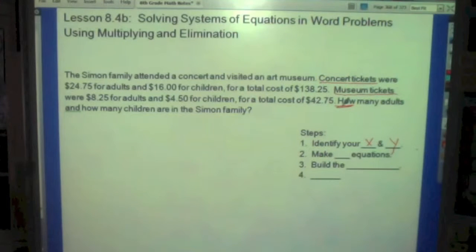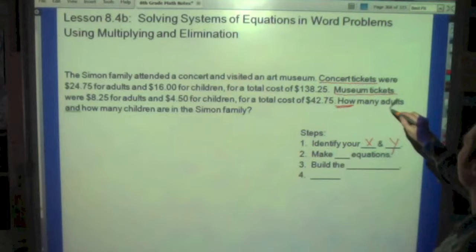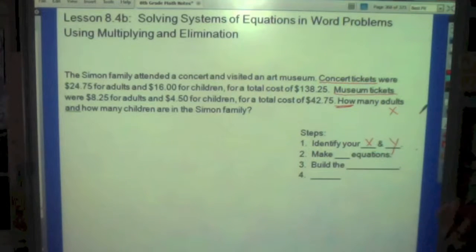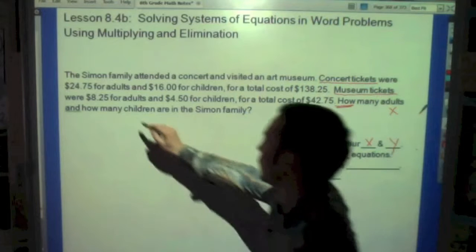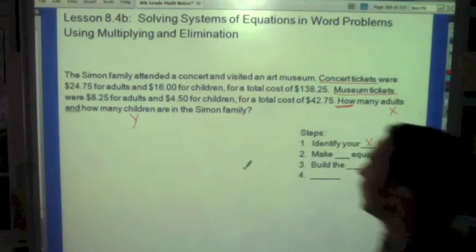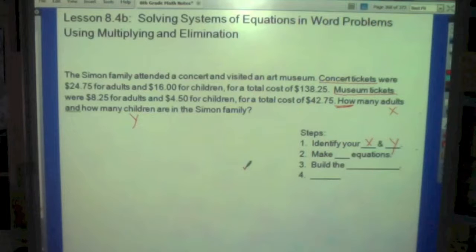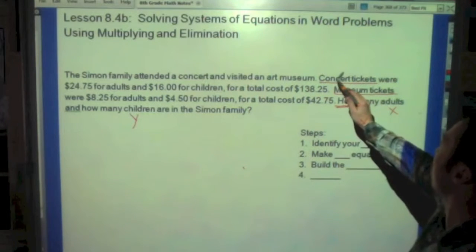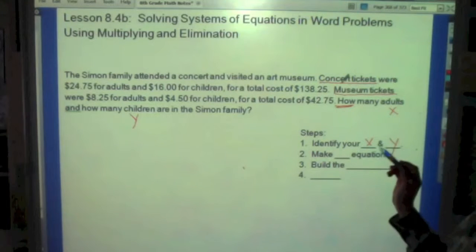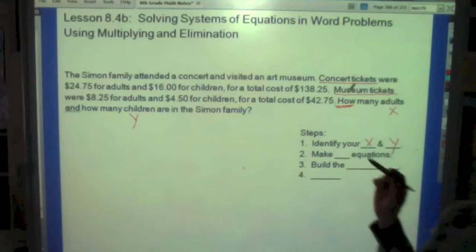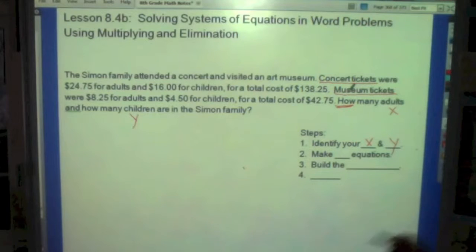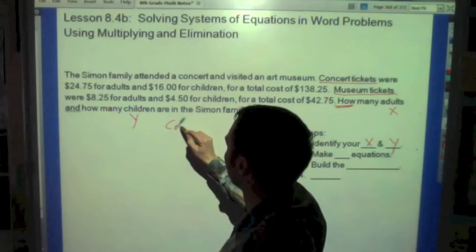You are trying to find out how many adults, that's going to be x, we'll just call it x, and how many children are in the Simon family. Okay, children are going to be y, adults are going to be x. Okay, so now let's set up our two equations. We are going to set up one equation for the concert, and then we'll set up a second equation for the museum.